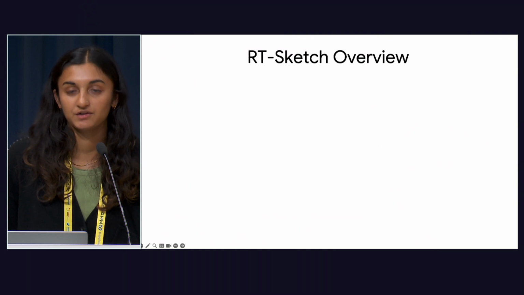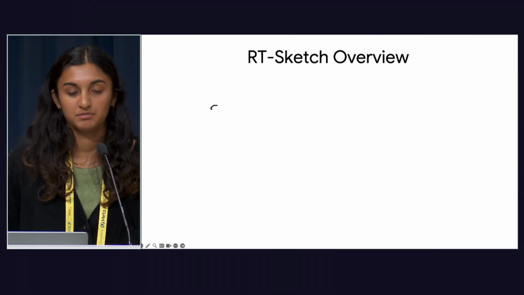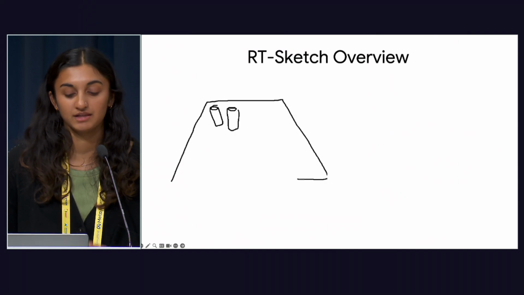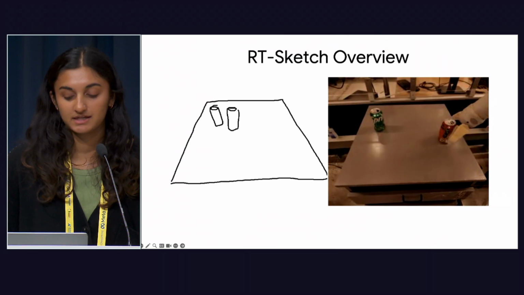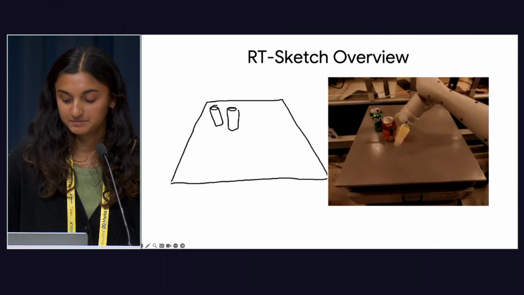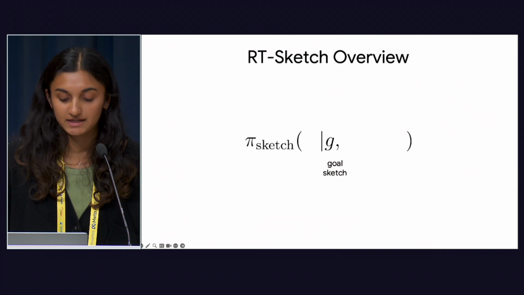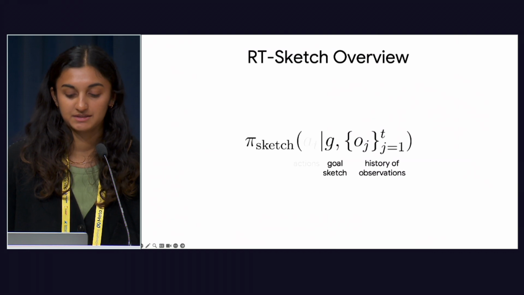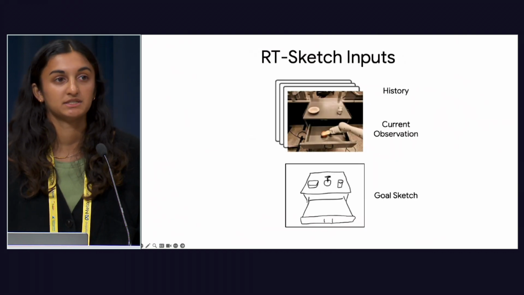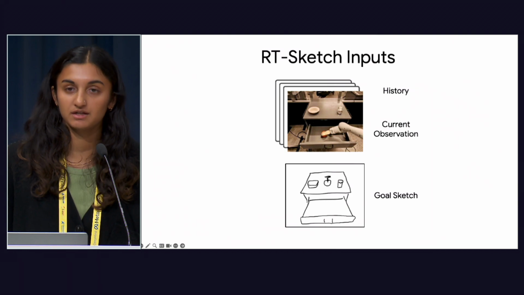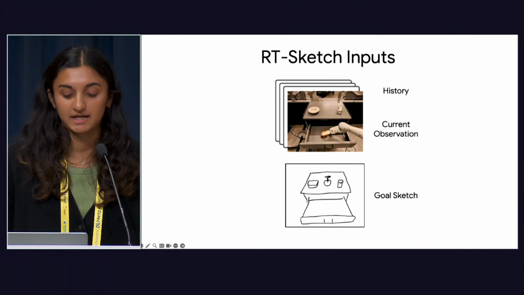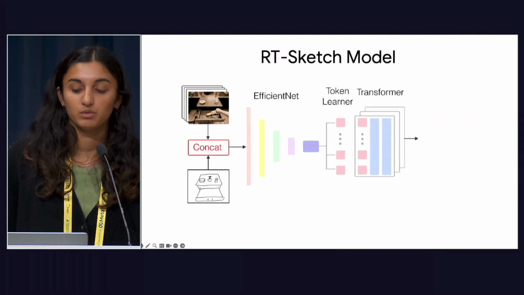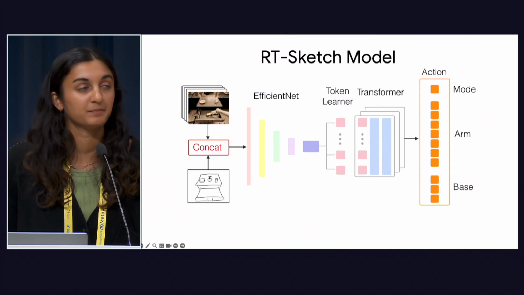We present a policy called RT Sketch, which learns to take as input a hand-drawn sketch of the scene and to output robot actions that achieve alignment with this goal. So in this case, putting the Coke can near the Sprite can. We train our policy to take a goal sketch and a history of image observations as input and output actions. At the input, we specifically assume access to RGB images of the robot's current state and a goal sketch. These can be concatenated and fed through a transformer architecture which outputs robot actions to be executed.